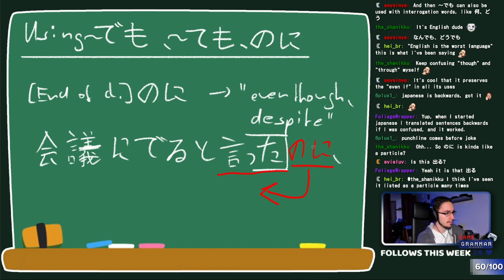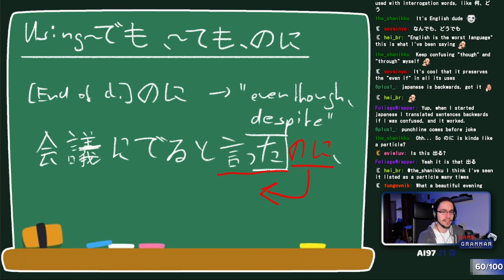So, remember that the difference here is that noni is at the end of a clause, which means that you could not put demo here, right? Demo would not work here because you're not allowed to add demo immediately after a verb in sentence ending form. What a beautiful evening, indeed.